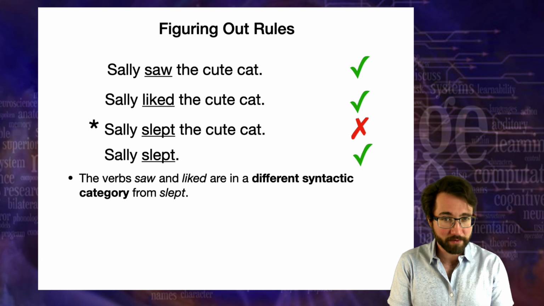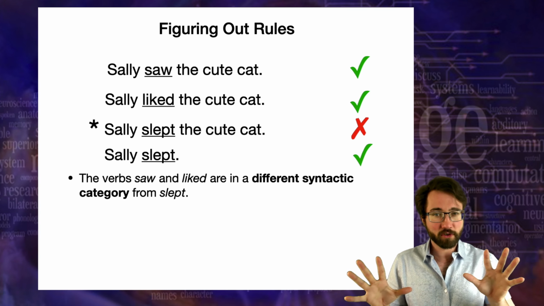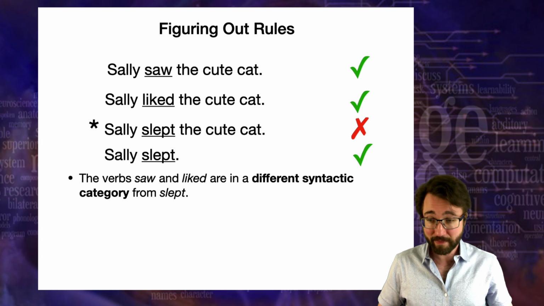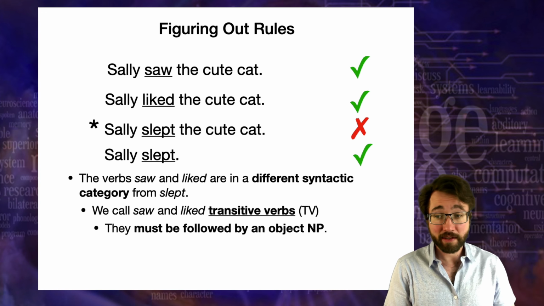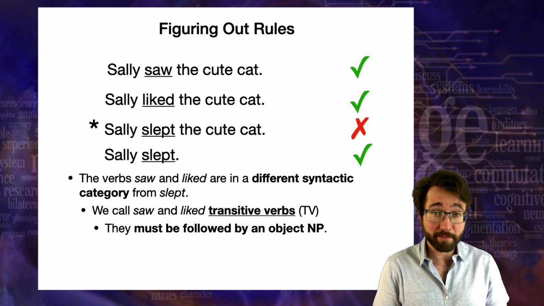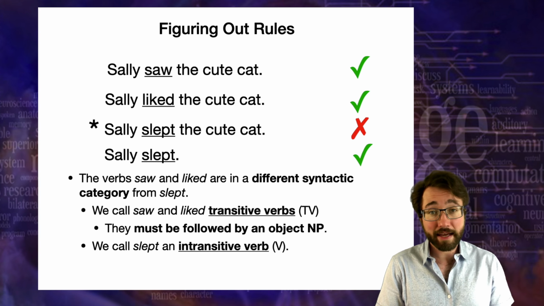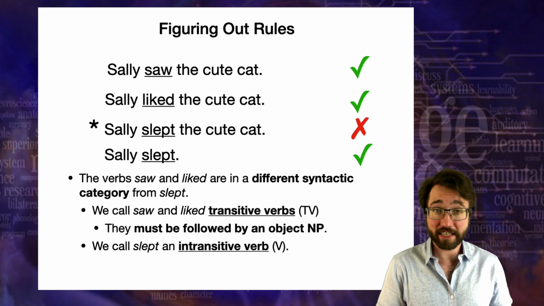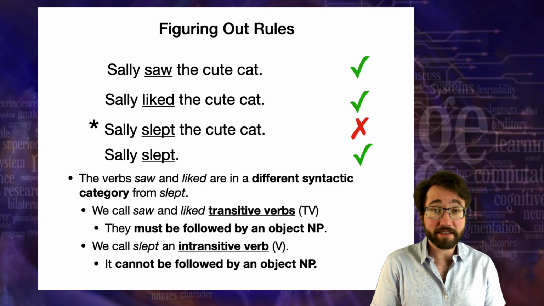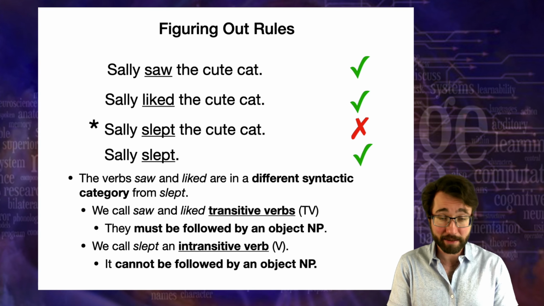So if we want to describe verbs, we're actually going to have to break up those verbs into different syntactic categories. In fact, we're going to call verbs like saw and liked transitive verbs, and the abbreviation for that is TV. That means they have to be followed by some object NP, some object noun phrase. And a verb like slept is what we call an intransitive verb, for which the abbreviation is V. That is a verb that cannot be followed by an object NP.